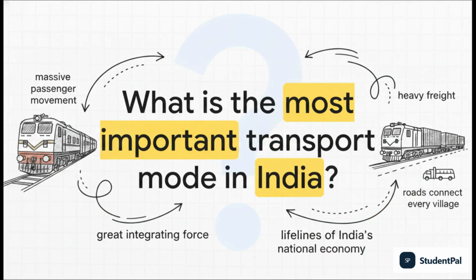Next up, a quick multiple-choice question. Which one of the following is the most important mode of transportation in India? Did you get this one right? While roads obviously connect every little village, your textbook explicitly confirms that railways are the principal and most important mode of transportation for heavy freight and massive passenger movement in India. They really are the great integrating force. So the correct answer here is B, railways.